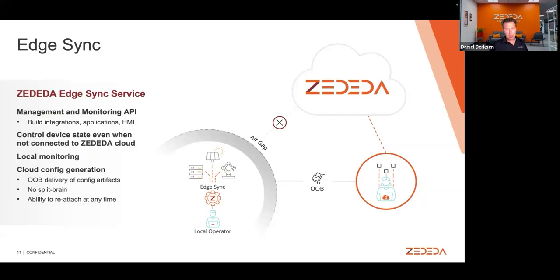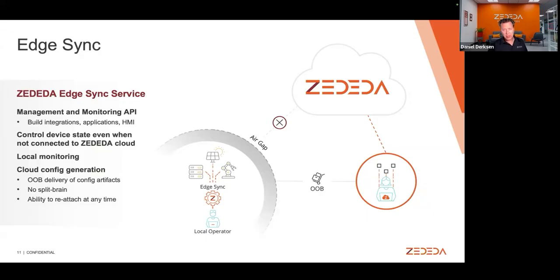So in Edge Sync, the idea is very similar. We continue to configure things in the cloud. That will result in some configuration change for one or more devices. But obviously, devices in this case are no longer able to access the cloud. They're in an air-gapped environment.